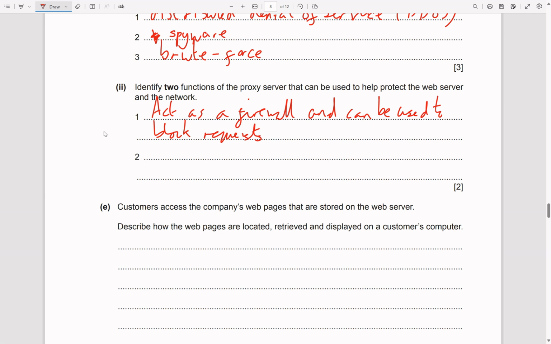Right, block requests based on IP address. And I would also say maybe privacy, because if you have a proxy server, that means the hackers, or whoever, are going to see the IP address of the proxy server. They won't see the IP address of the actual final web server. So yeah, I think we can probably say that.